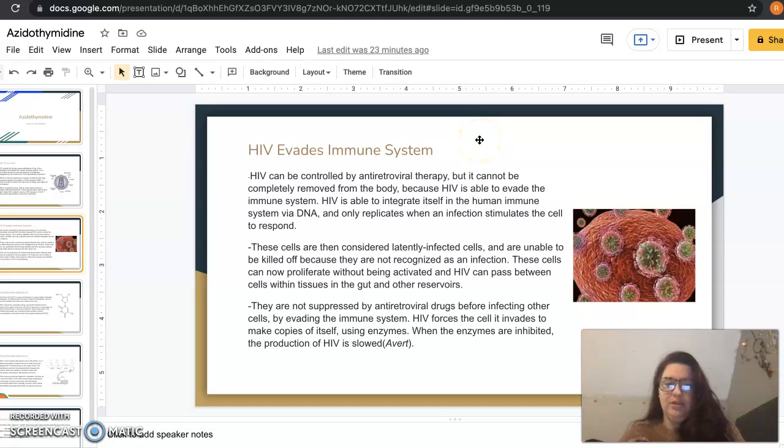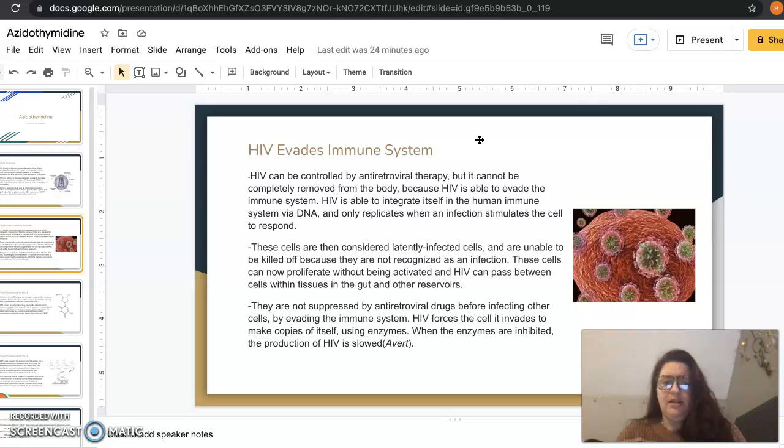HIV is able to evade the human immune system. It can be controlled by antiretroviral therapy, but it can't be completely removed from the body because of its ability to evade the immune system. It's able to integrate itself into the human immune system by DNA, and it only replicates when an infection stimulates the cell in the human body to respond to that.